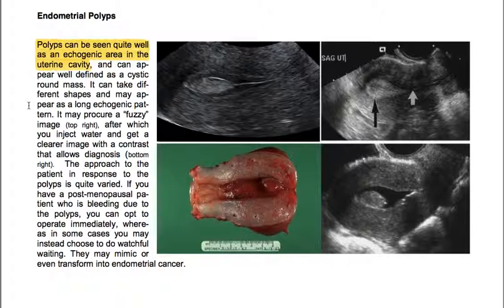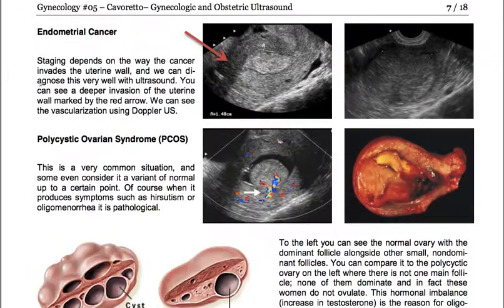If you have a postmenopausal patient who is bleeding due to the polyps, you can opt to operate immediately, whereas in some cases you may instead choose to do watchful waiting. They may mimic or even transform into endometrial cancer. Endometrial cancer staging depends on the way the cancer invades the uterine wall, and we can diagnose this very well with ultrasound. You can see a deeper invasion of the uterine wall marked by the red arrow here. We can see the vascularization using Doppler ultrasound.